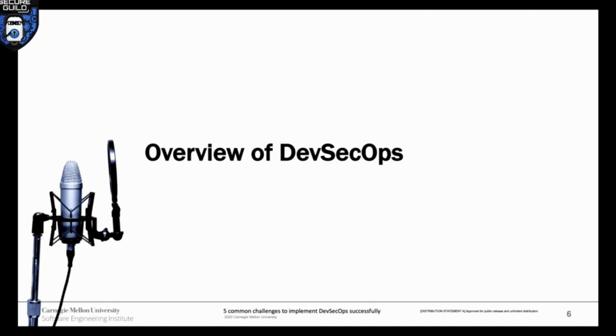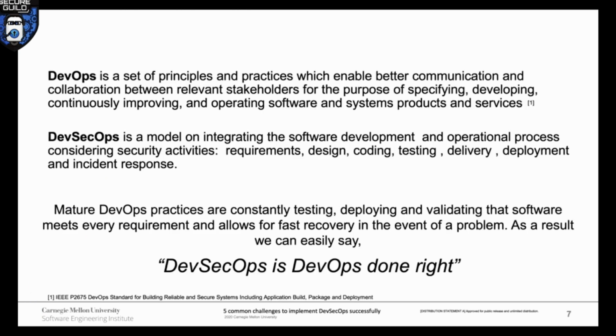Let's talk about DevSecOps. What is DevSecOps? So DevOps is a set of principles and practices that enable better communication between the dev and ops teams, but actually all stakeholders. The purpose is really getting the business goals applied into a fast cycle using the principles of continuous integration, continuous delivery, and continuous deployment, with a collaboration mindset, and delivering the business needs.